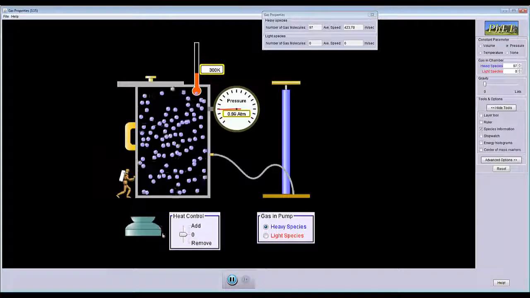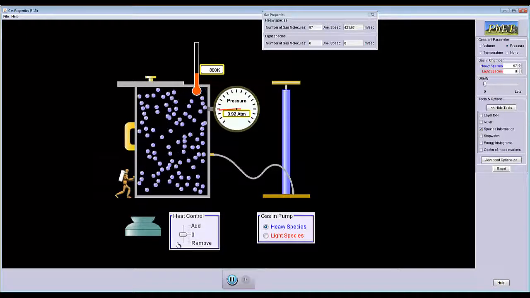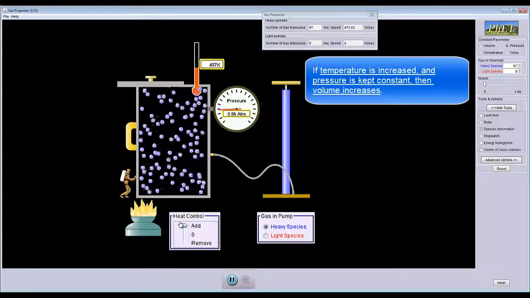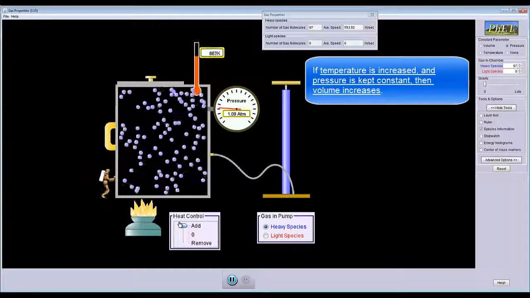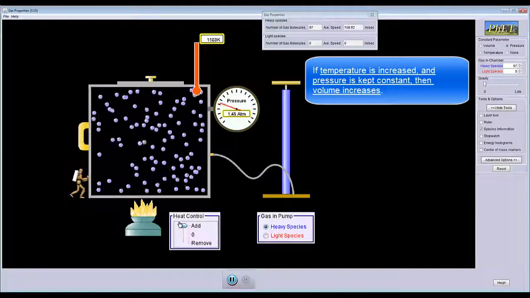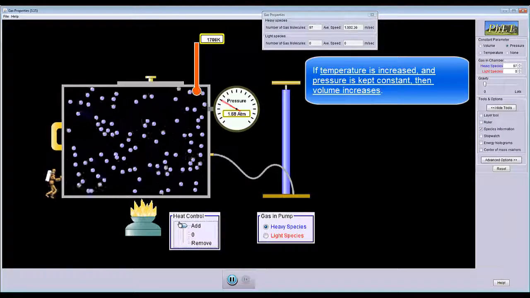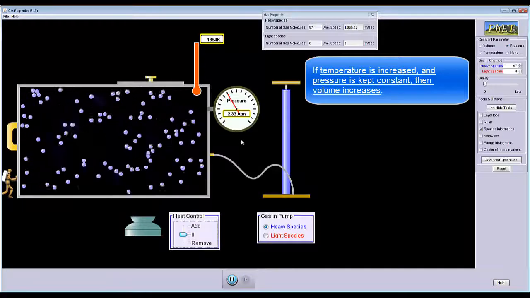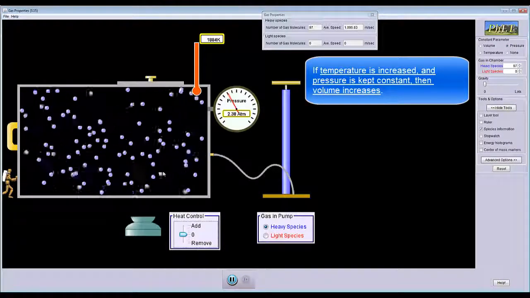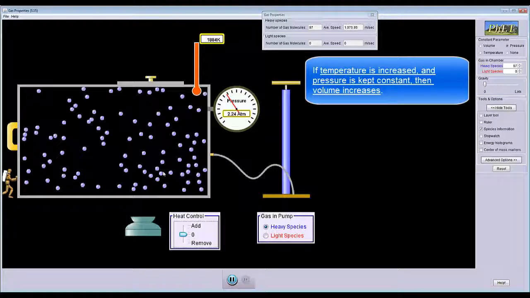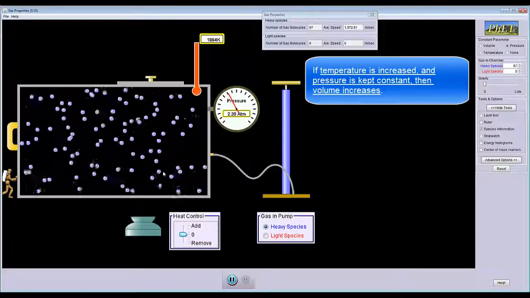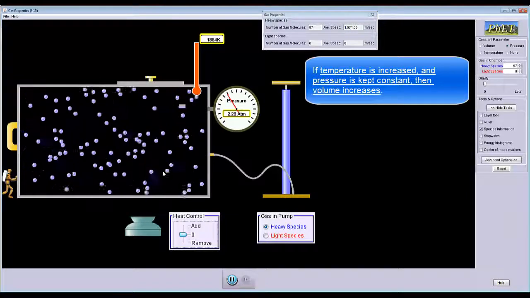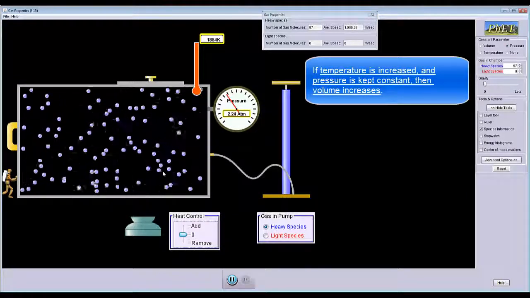Okay, so now if we increase the temperature, keeping the pressure constant throughout, what we can see is that as the temperature increases, the volume has to increase in order to keep the pressure constant. The reason for this is that when each particle has more kinetic energy, it'll collide, as we said previously, more frequently with the walls, and each collision will exert a larger force on the wall, so the pressure would increase.